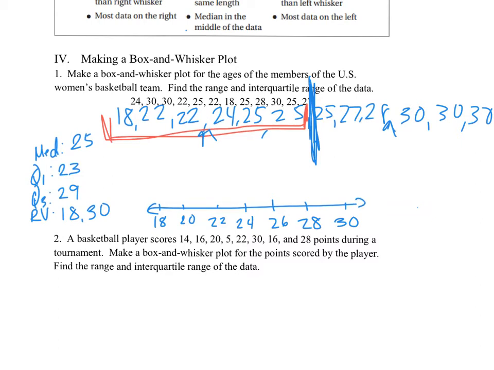On my paper, I actually did it by ones, but because I'm on the board here, I can't do it. So your next step is to plot your values, your median values. The first one's 25. Your first quartile value is 23, so it's going to be right here. Your third quartile value is 29, so it's going to fall right here. And then your range values: you've got 30 and you've got 18.